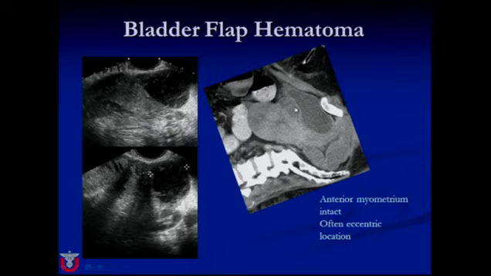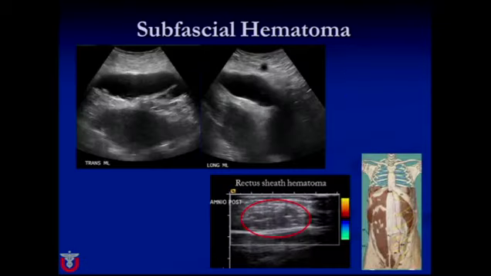It can become secondarily infected, but more commonly it's just a source of pelvic pain. And the importance of this is that you need to recognize that this does not represent uterine rupture or dehiscence. It's simply a hematoma loculated at the site of the C-section scar and will generally resolve without additional treatment.